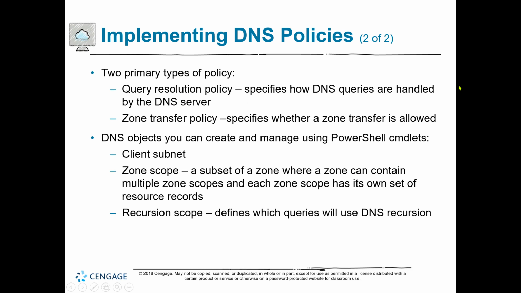There are two primary types of policy. Query resolution policy, which specifies how DNS queries are handled by the DNS server. Zone transfer policy specifies whether a zone transfer is allowed. DNS objects you can create and manage using PowerShell cmdlets: you can do the client subnet, zone scope, which is a subset of a zone where a zone can contain multiple zone scopes, and each zone scope has its own set of resource records, or a recursion scope, which defines the queries which will use DNS recursion.